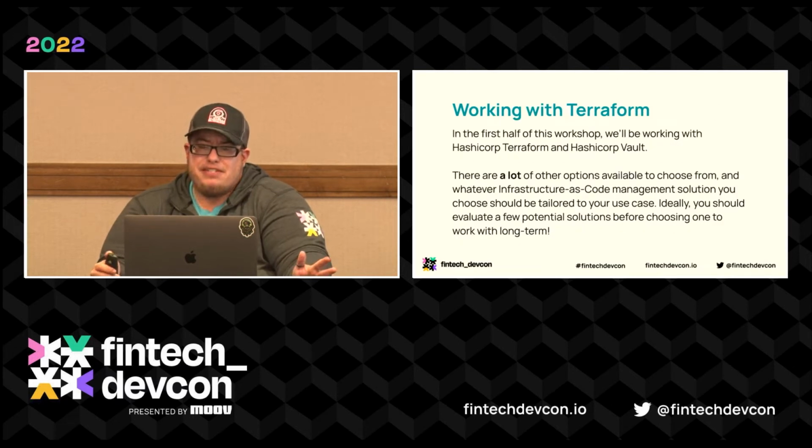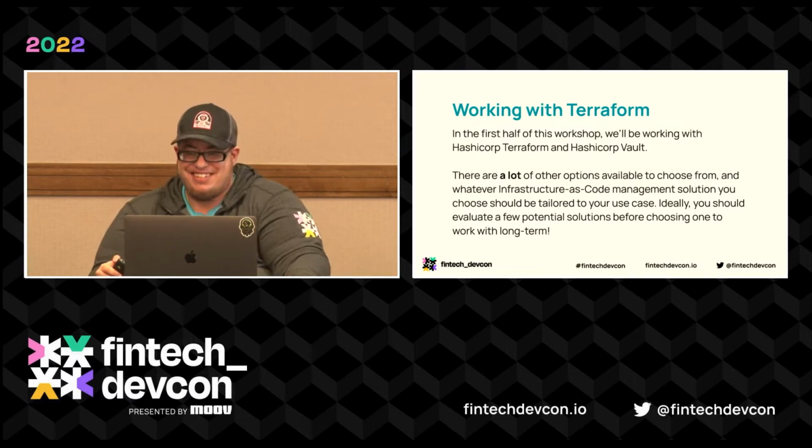So in the first half of this workshop, we're going to be working with Terraform and Vault, mainly Vault, and we're going to try to set up GitHub Actions on a pipeline and see if we can get it to retrieve a secret for us. Fingers crossed, because we're on hotel internet, who knows? There's a lot of other choices out there, though.